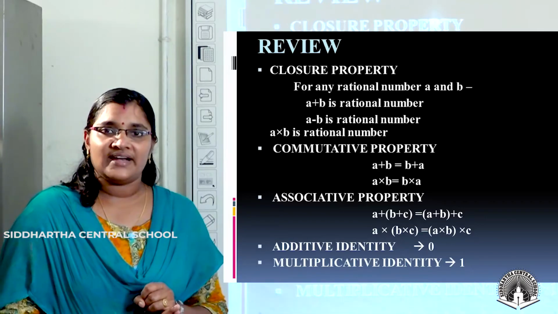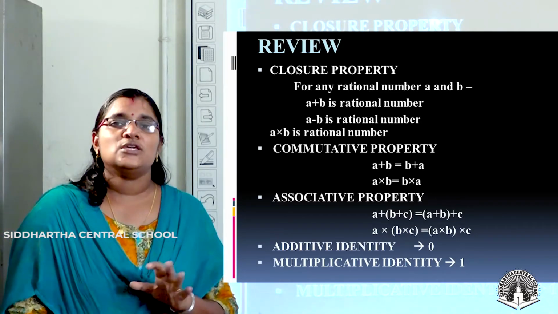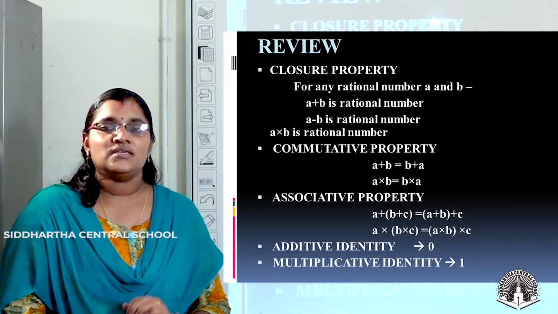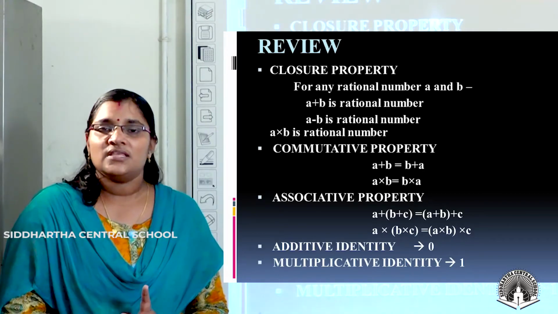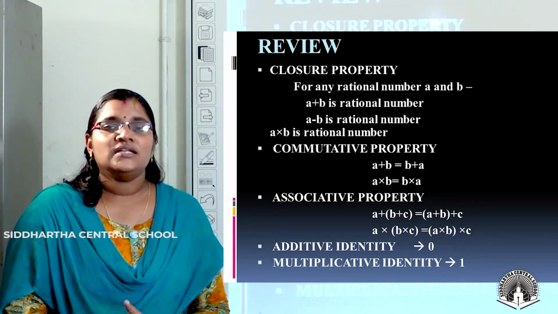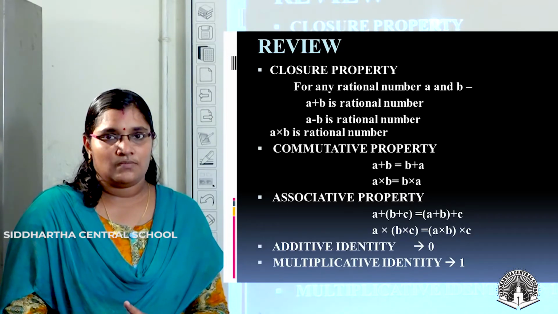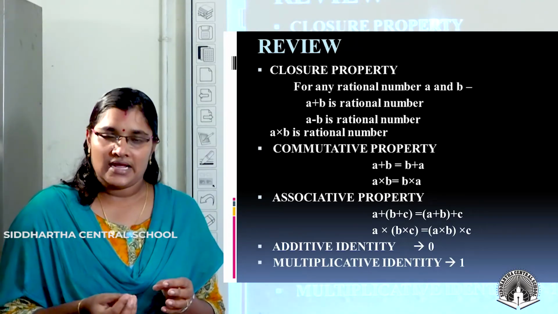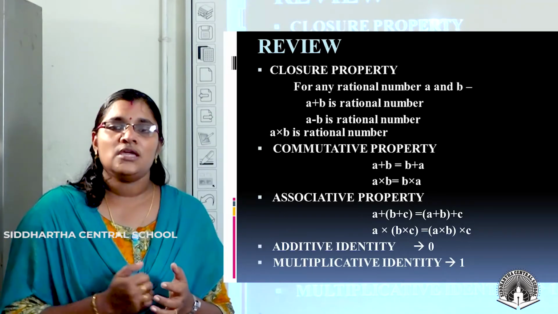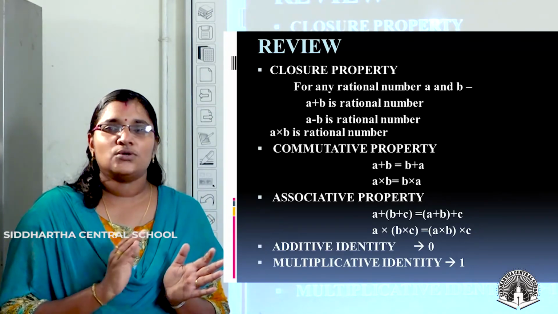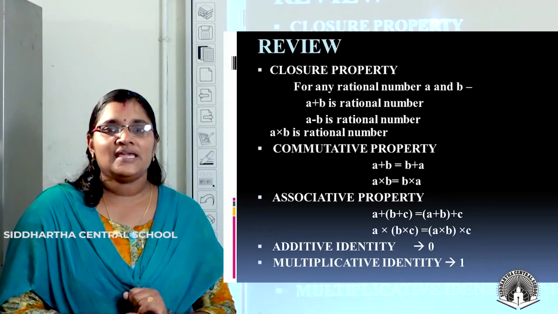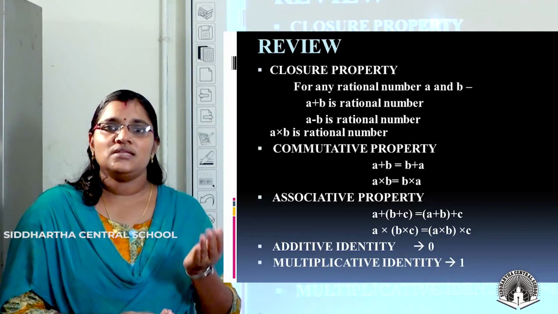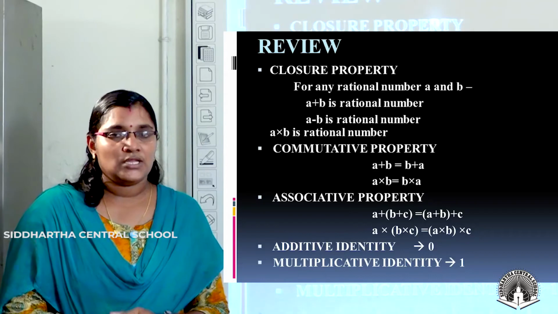Next is additive identity. Which is the additive identity? 0 is the additive identity. Then which is the multiplicative identity? 1 is the multiplicative identity. Then we learned additive inverse. Additive inverse means the negative of that number. That means you have to take the opposite. If it is positive, you take the negative. If it is negative, you take the positive of that number. You change only the sign. But for the multiplicative inverse, you take the reciprocal. Reciprocal means you interchange the numerator and denominator.